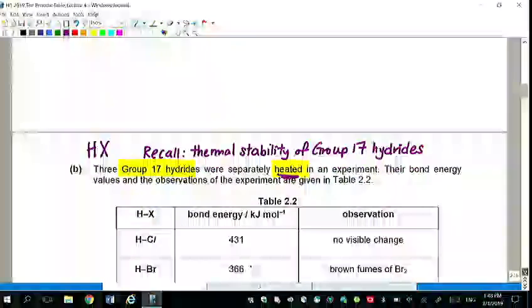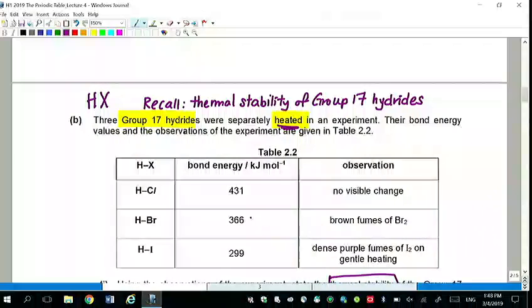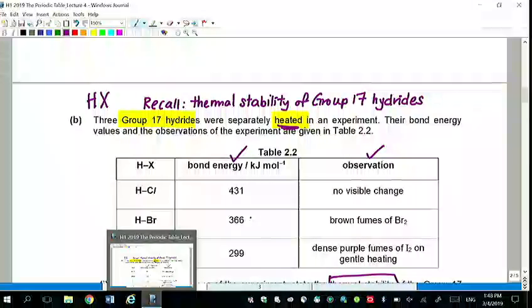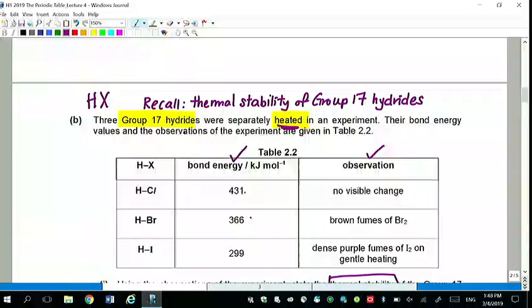If you look at this table, they give you the bond energy and the observation. If you heat your hydrogen chloride, it will have no visible change, and then they give you a specific bond energy. The higher the bond energy, the stronger the bond. A lot more energy is needed to break the HCl bond.